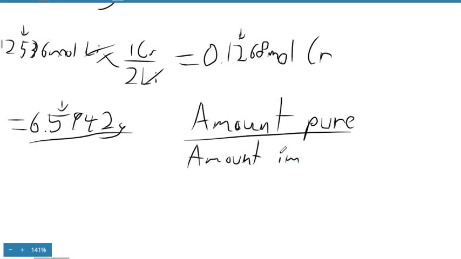And amount impure is not just the amount that isn't chromium, it's the entire amount of the sample of chromium. Oh, not equals. Oops. It's times 100%.